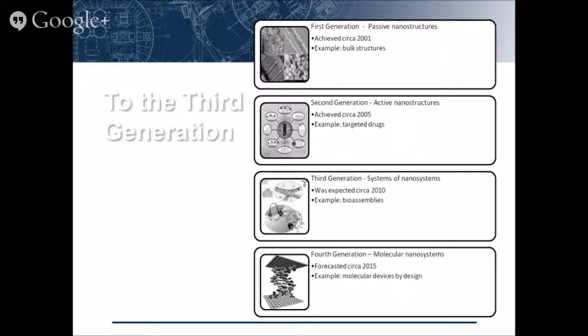The second generation was achieved around 2005. So we're talking pretty recent stuff right now. And that's targeted drugs, activities like that. They use active structures such as transistors, amplifiers, targeted drugs, chemicals, some actuators, some adaptive structures, structures that respond to activities from external forces. What we're into now, which gets really exciting, is we've come to the third generation. Now look how quickly these generations are moving, and they're only going to move faster. This is the third generation we're in right now, bioassemblies, and I'll show you an example of one of those.